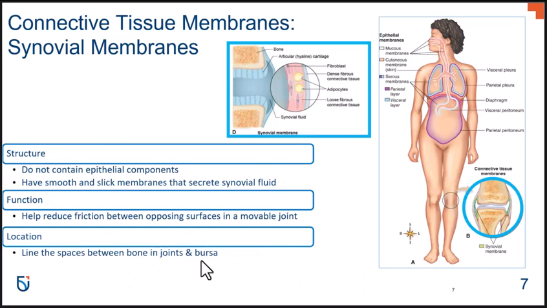So they are found in the spaces between bones in joints, and we'll talk a lot about joints coming up this semester. They're also found lining bursa, and bursa are shock absorbers that are found in various areas of the body. You can think of bursa as small cushion-like sacs that are present in various areas of the body.